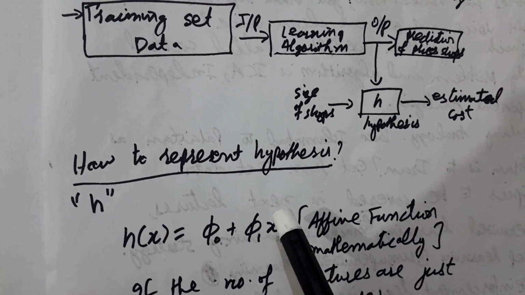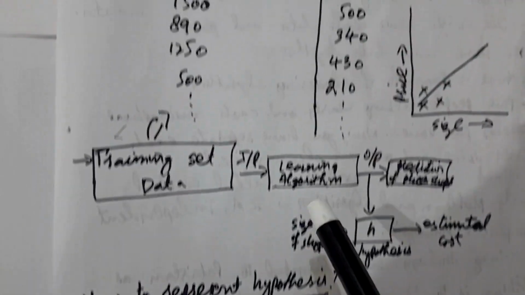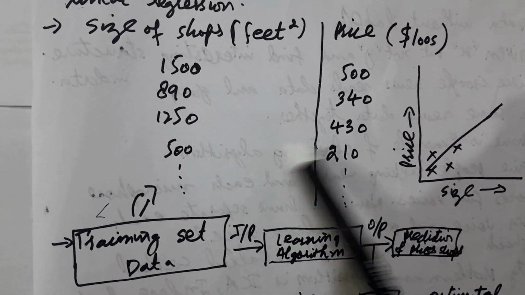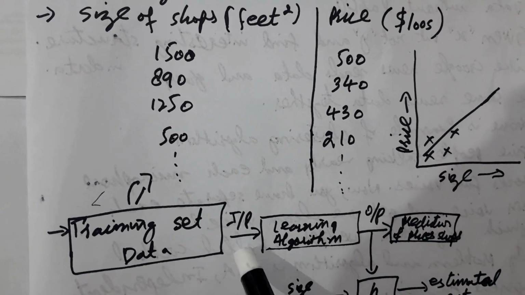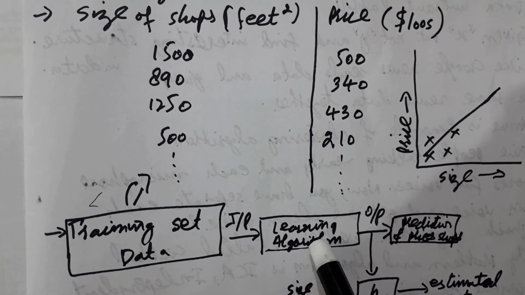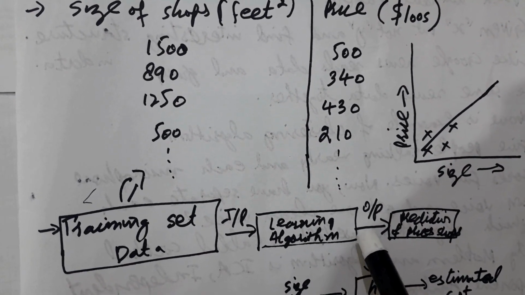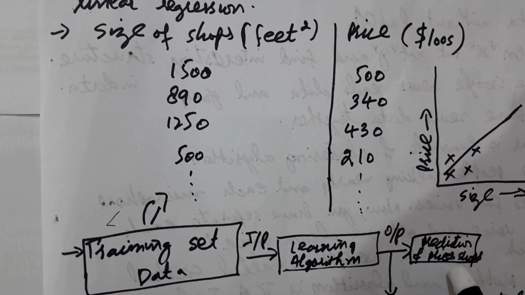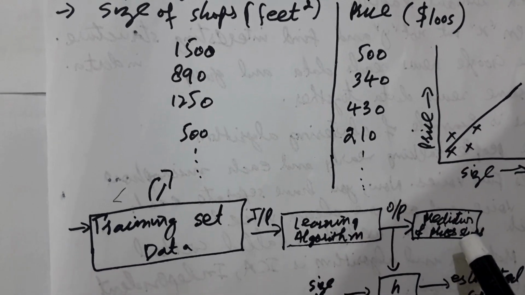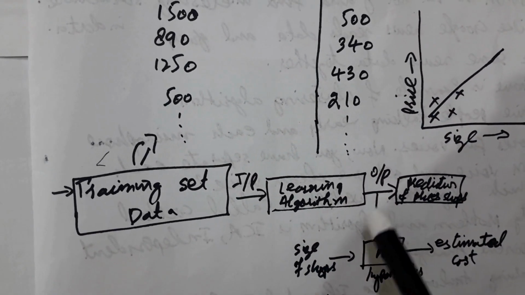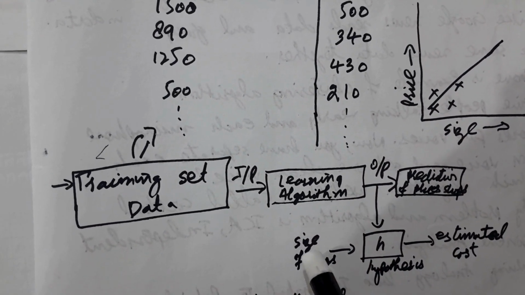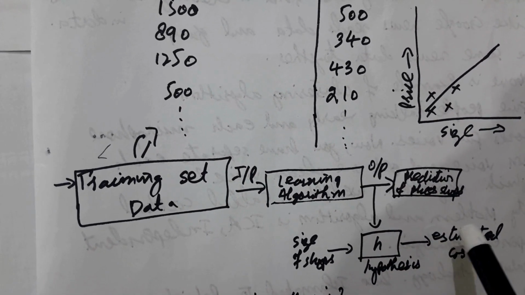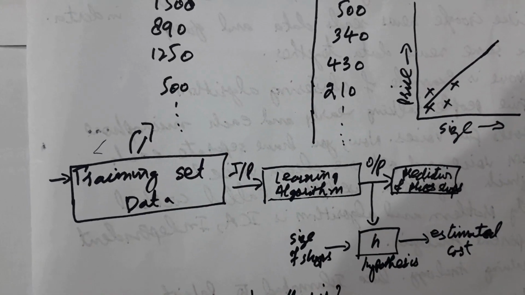So here for linear regression, we see that x and y training data is provided. It is given to some algorithm. As output we get the prediction of that shop, the prediction of the price of the shop. So from where do we get some hypothesis? Now the size of the shop is provided as input and the estimated cost we get as output.